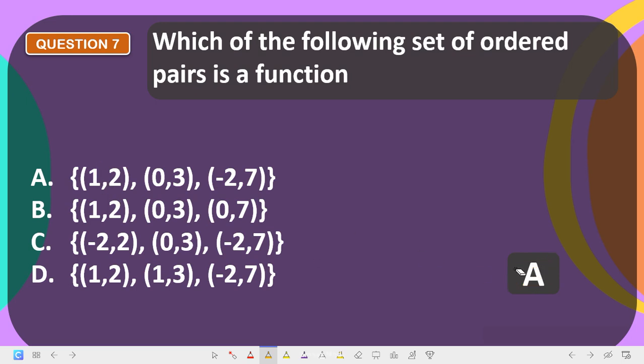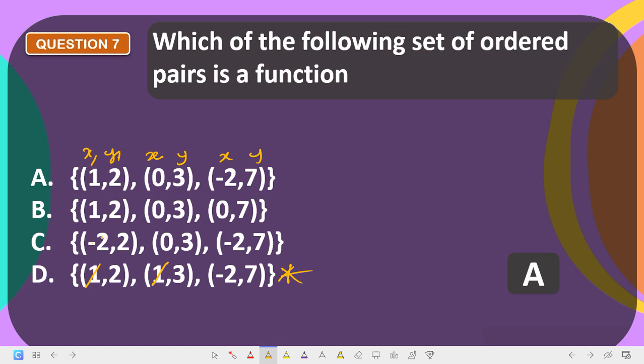It's correct. Sorry. This is the x coordinate and this is what? Y. This is x, this is y. This is x, this is y. This is x, this is y. Okay? So which of them do you think does not have the same x coordinate? Now if you look at this, this is 1 here, this is 1 here. The coordinates are the same. So this one is wrong.